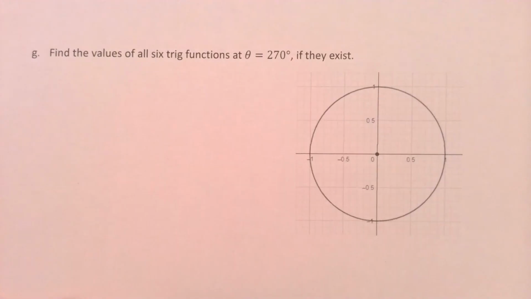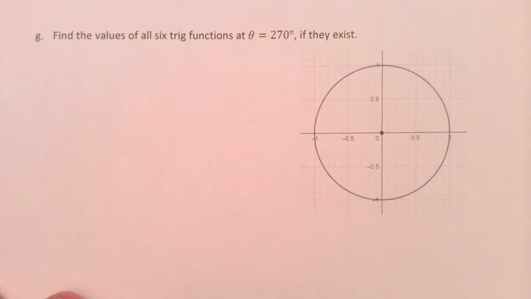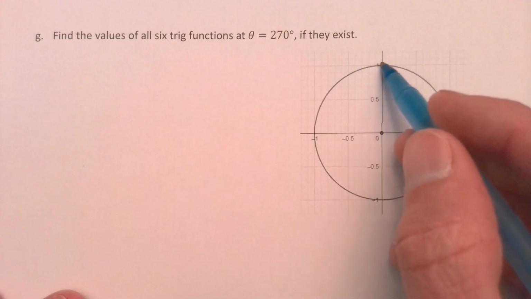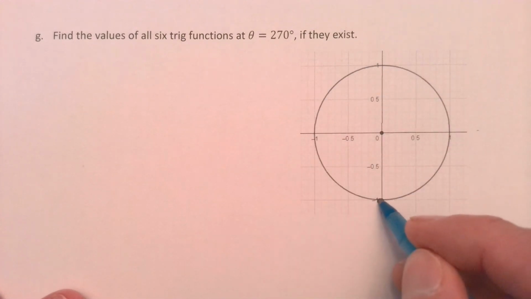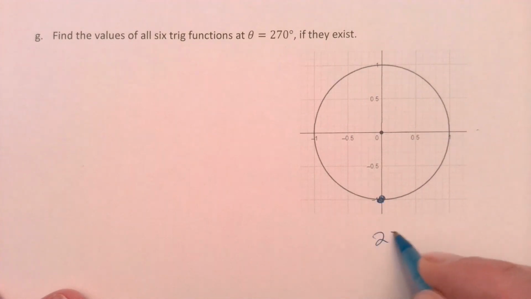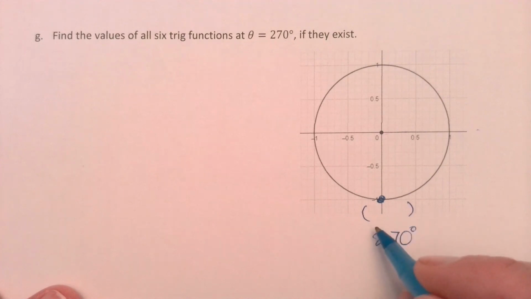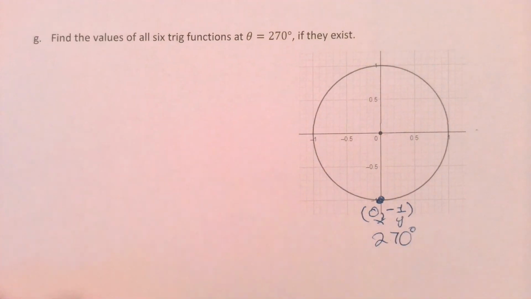We better hurry up because it's almost 40 minutes. Find the values of all 6 trig functions at 270 degrees if they exist. Where's 270? Well, from the positive x-axis, we wrap around in the counterclockwise direction. 90, 180, 270. 270 is down here. Okay, and the xy point down there is 0, -1. That's the x and that's the y.